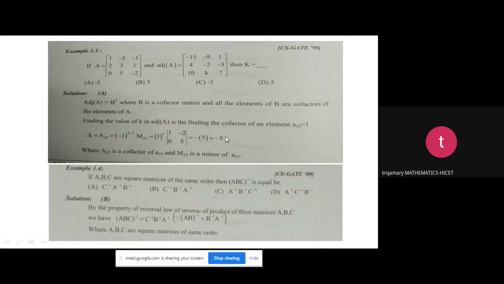Okay, then next problem. If A, B, C are square matrices of the same order, then (ABC) the whole inverse is equal to. Already we studied (AB) the whole inverse equals B inverse A inverse, correct? So (ABC) the whole inverse equals C inverse, B inverse, A inverse, is the right option.